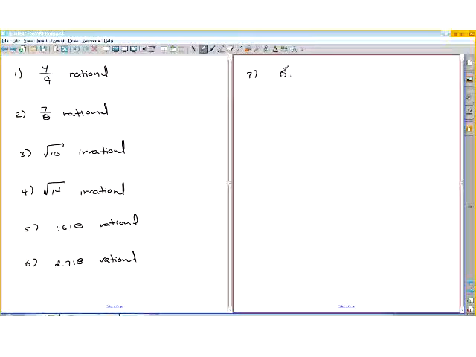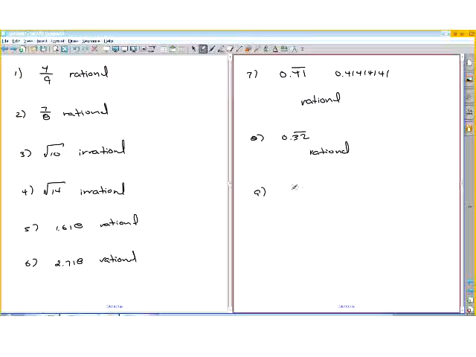7 is 0.41 with the repetition, so this is okay. This means it's 0.41414141, and as long as it's repeating, it is rational. Number 8 is 0.32, same reason, it's rational.